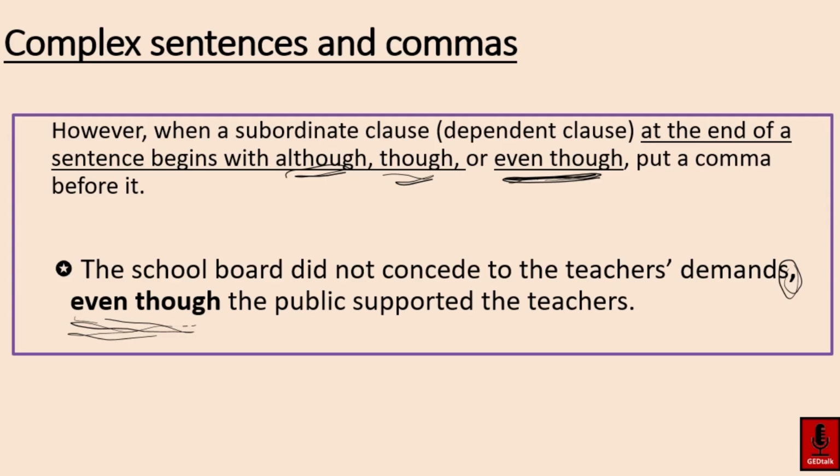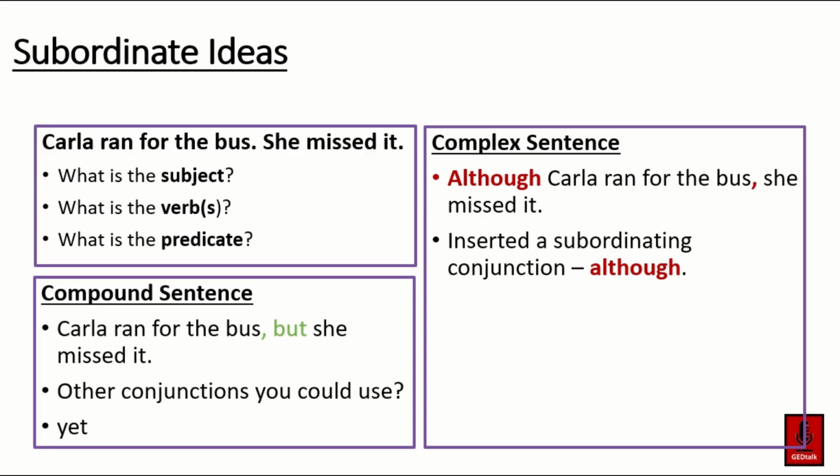Even though the public supported the teachers, right? You should be scratching your head wondering, well, what happened? Even though they supported them, something was going to happen. This is a dependent clause, folks, which means that it needs to be attached to an independent clause in order to turn into a complex sentence and be acceptable when it comes to the RLA exam. And it needs to be acceptable when it comes to the extended writing response if you decide to write using complex sentences.